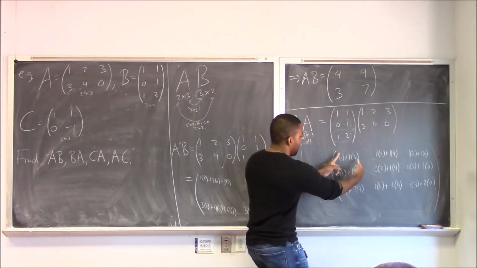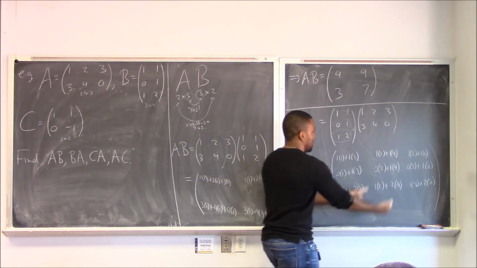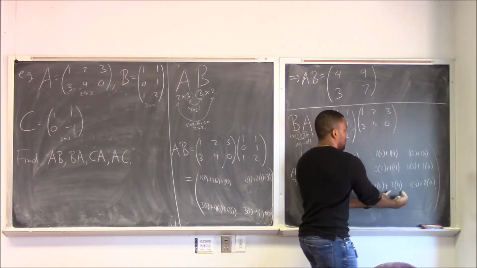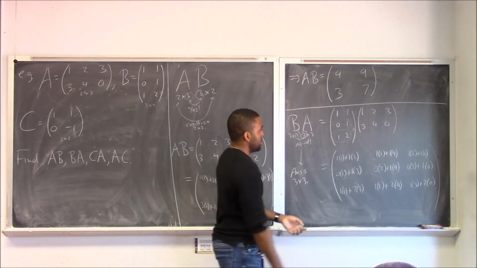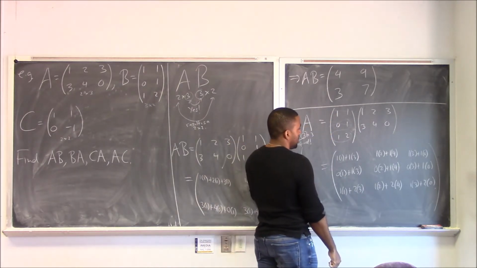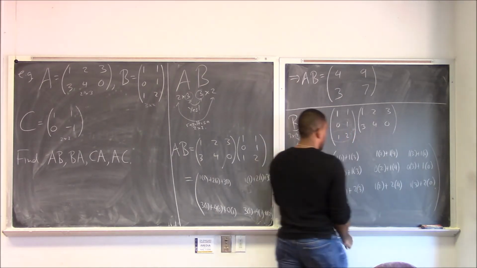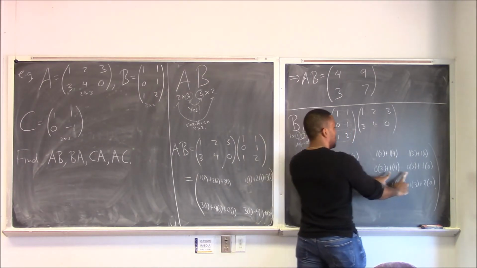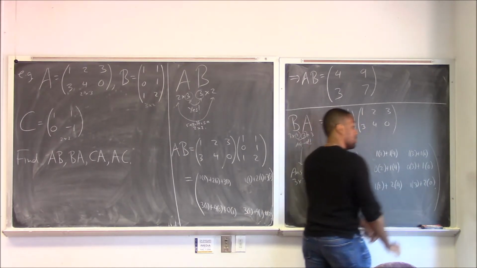Notice how we line them up. 1 is always in the parentheses here, 3 is always in the parentheses here, 2 is here, 4 is here, 3 is here, 0 is here. And then the numbers over here are always going to be the same. So it's 1 and 1, 1 and 1, 1 and 1. Here it's 0 and 1, 0 and 1, 0 and 1. So it's 1 and 2, 1 and 2, 1 and 2.